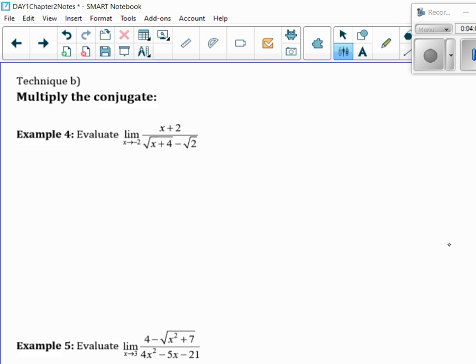Okay? So now this is the third possibility, which is the conjugate. Do you remember what conjugate is? What was that for example? What's the conjugate of this? You multiply by root x plus 4 plus root 2. Yes.